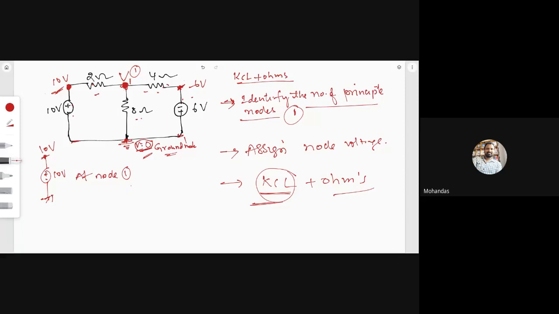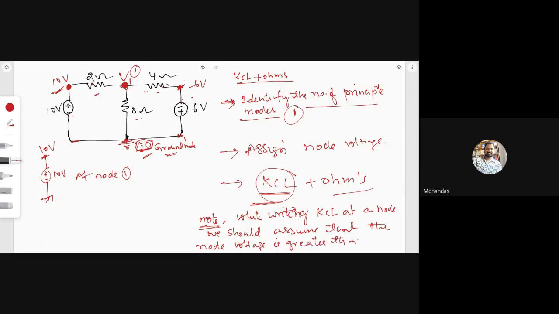Now remember one thing: while writing the node KCL, you have to imagine that this node voltage is greater than all voltage sources in the circuit. Please all of you write this note.